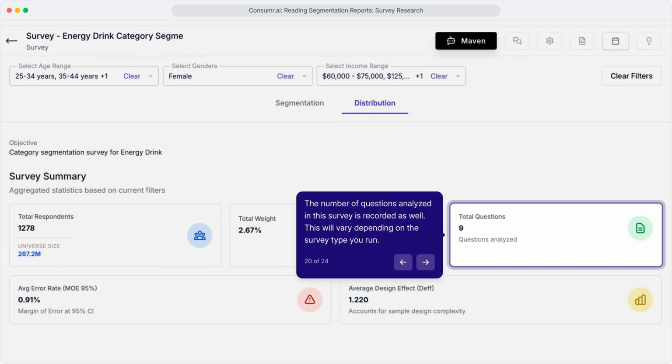The question count shows the scope of your segmentation analysis. A simple segmentation might ask 10 to 15 questions. More questions means more nuanced segment profiles. But it also means longer survey completion.